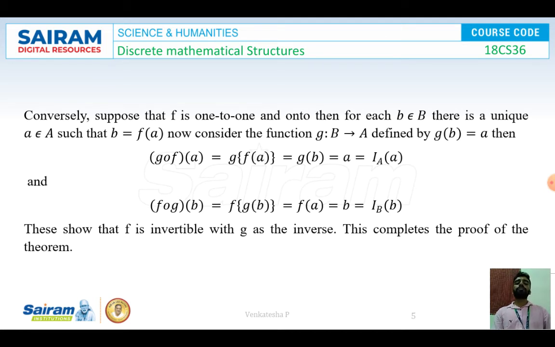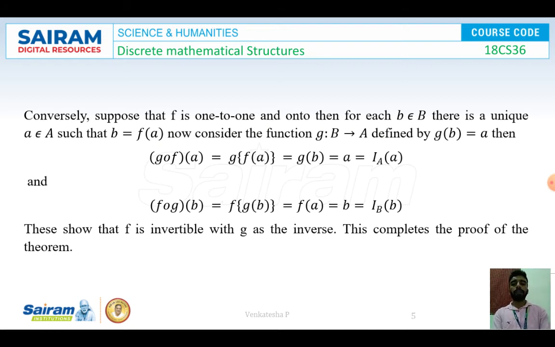Okay. Since f is one-to-one and onto, for each b belonging to the non-empty set B, there must be a pre-image in A also. So I'm choosing a unique element a from the set A such that b is equal to f of a. Now I'm going to consider one more function g which maps from B to A, defined so that g of b will be equal to a. Now I must prove f is invertible.